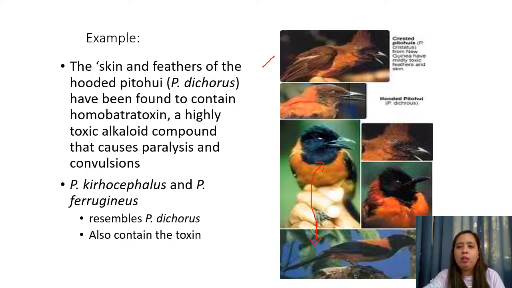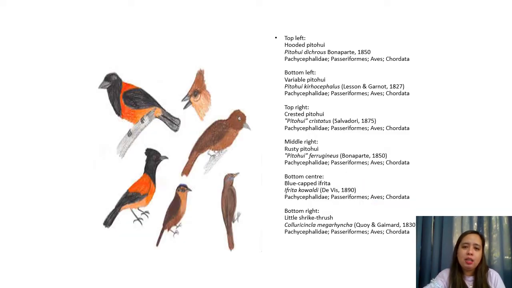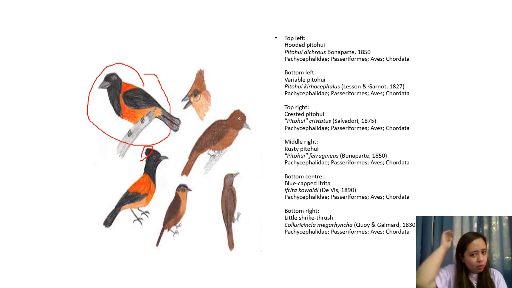So you can see that these pitohui really look alike. As you can see here, top left is the hooded pitohui, Pitohui dichrous. This is the most toxic of them. But the bottom left here is your kirhocephalus, because it has a crest at the cephalic end.